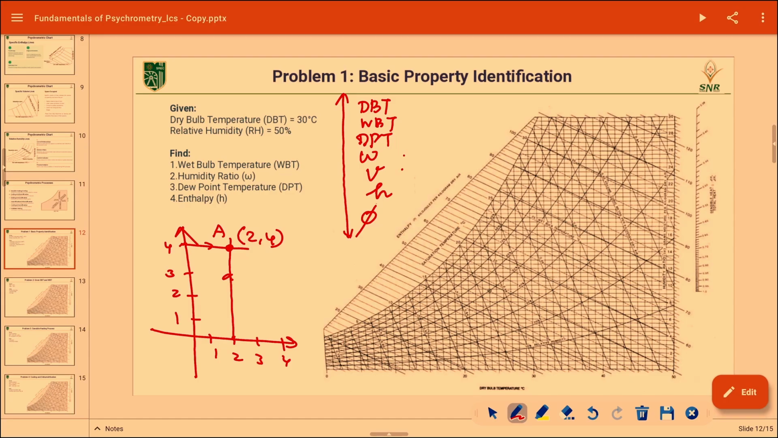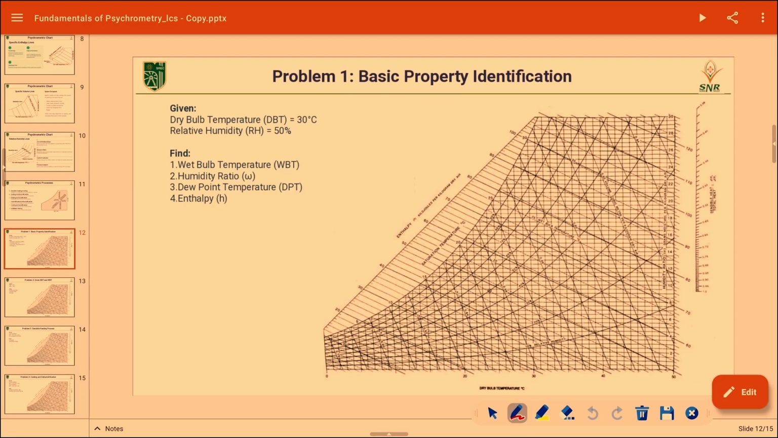To fix a state point, not only in this graph sheet but also in this psychrometric chart, we need a minimum of 2 properties out of these 7. Without a minimum of 2 properties, it is not possible to mark a state point in this graph. So, whenever we get a problem, we should try to get 2 properties from the given data, so that we can mark that state point and take the remaining properties very easily from the psychrometric chart. This is what we are going to practice now.